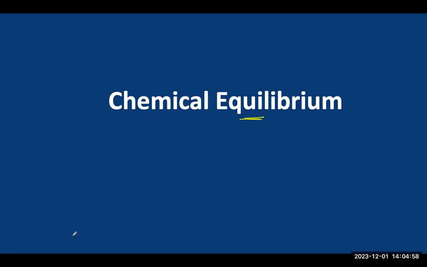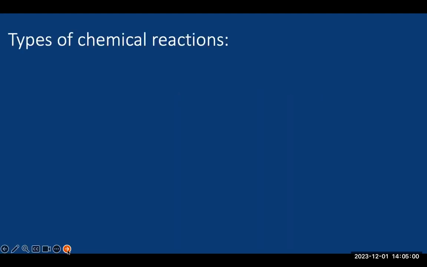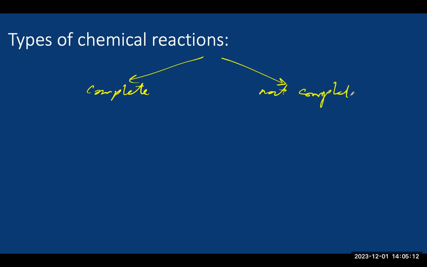In this video, we'll talk about chemical equilibrium, what we mean by chemical equilibrium, what the meaning of equilibrium in chemical reactions is. Okay, so first, before we start, we should know that we have two types of chemical reactions. The first one is complete, and one is not complete. What is the meaning of this?